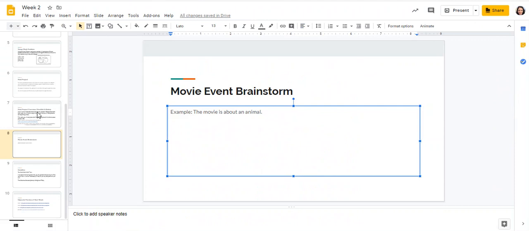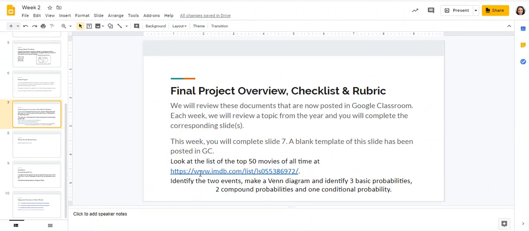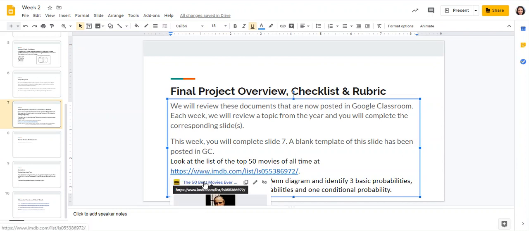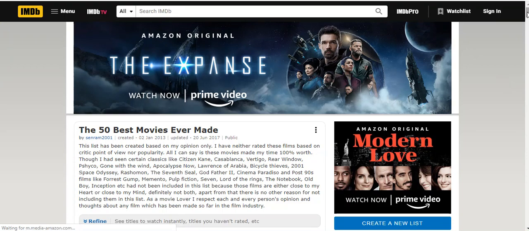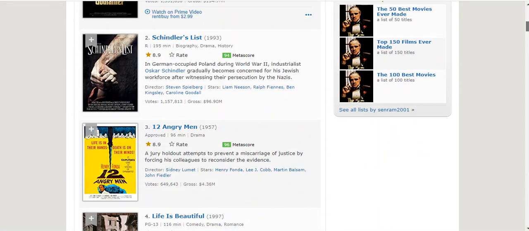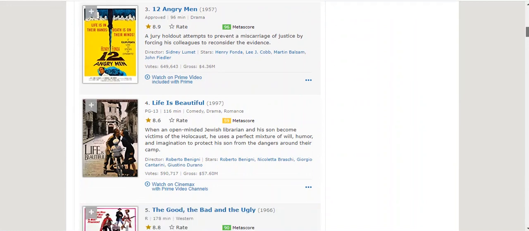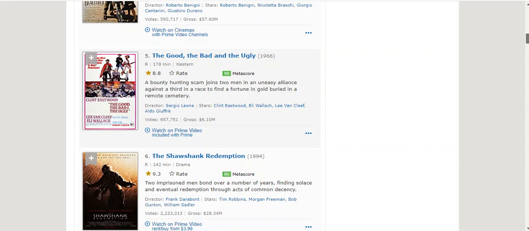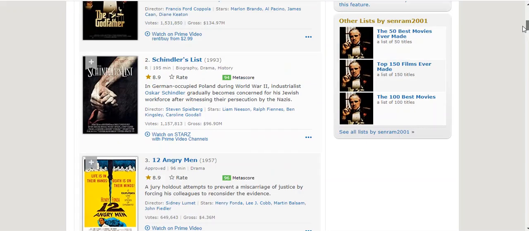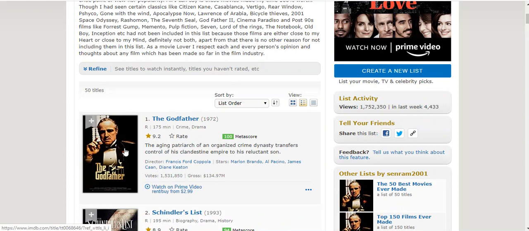Okay, so actually I think I'm going to go back a slide for just a minute because I want to show you this list of the top 50 movies of all time. Okay, so here's the list, and you can see on the first page it has a lot of information about the movie that you could use so you wouldn't have to look them up in other places. So looking at the list, you could talk about the star rating. The star rating goes up to 10, so you could talk about star ratings that are above 9 or star ratings that are above 8.